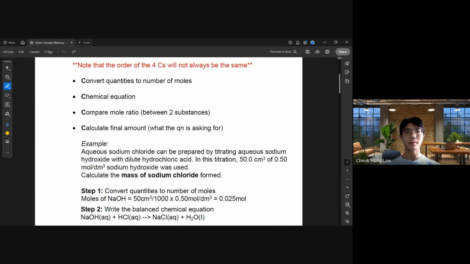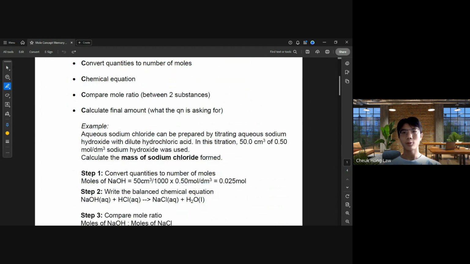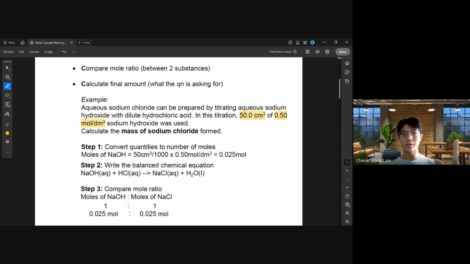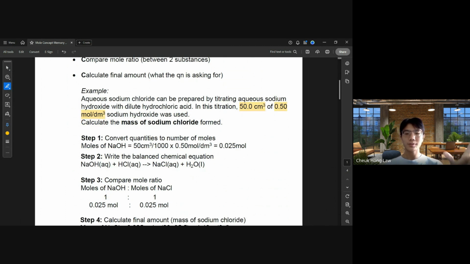So we start with step 1, which is to convert quantities into number of moles. What are the quantities given in this question? First is 50 cm³ of sodium hydroxide, so this is the volume of sodium hydroxide. And then 0.5 mol per dm³ of sodium hydroxide, which is the concentration. So we are given volume and concentration. Therefore, we can use one of the mole formulas, volume times concentration, to give me number of moles. So I can find the number of moles of sodium hydroxide.